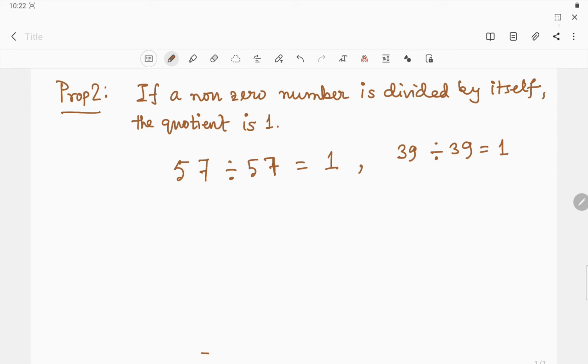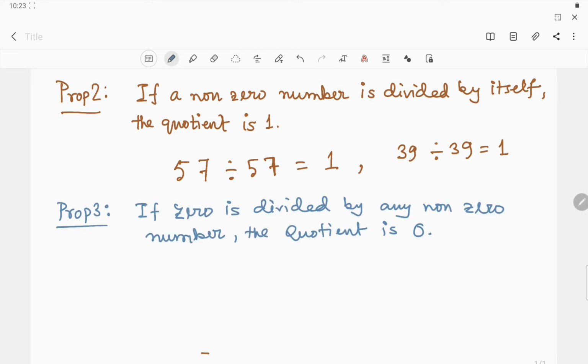Okay, so when you divide any number, obviously it should be a non-zero number. For the number 0, this property will not hold. So remember this. For a non-zero number, property 2 will hold. That means if a non-zero number is divided by the number itself, the quotient will be 1.